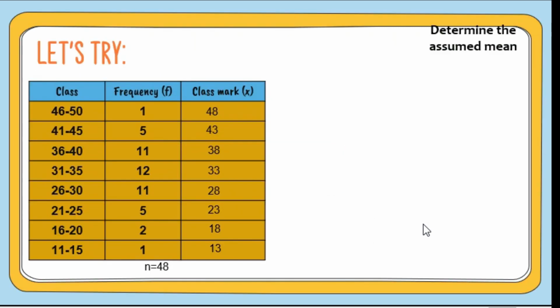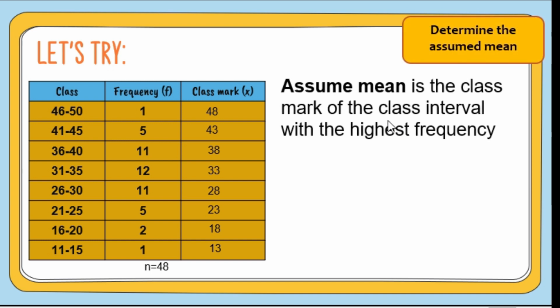Let's have this example. We can see it has classes, it has frequency, and it has class mark. The first step that we need to do is we determine the assumed mean. How do we determine the assumed mean? The assumed mean is the class mark of the class interval with the highest frequency. So we need to locate first the class interval with the highest frequency. As we can see, the class with the highest frequency here is class 31 to 35 with a frequency of 12. So therefore, the class mark of this class interval is 33. Then we can say that the assumed mean is 33.